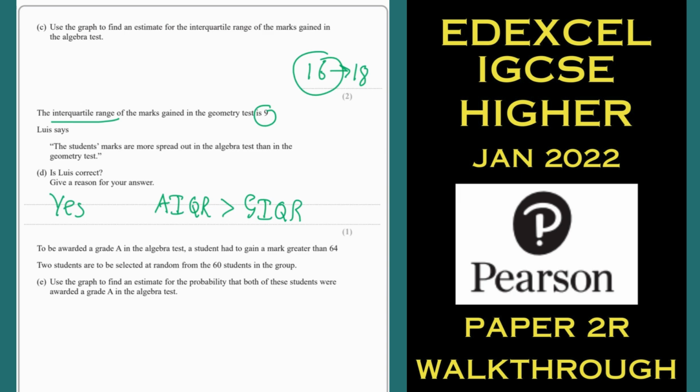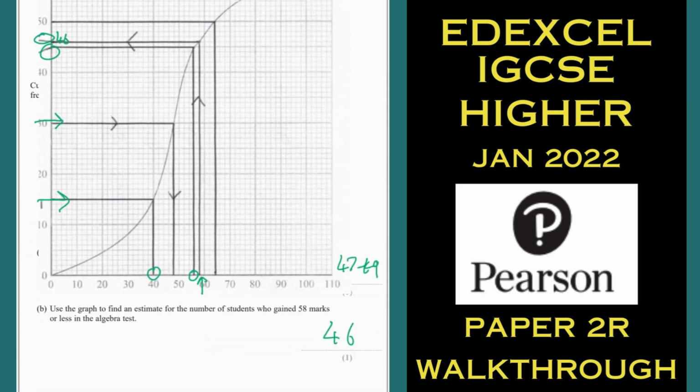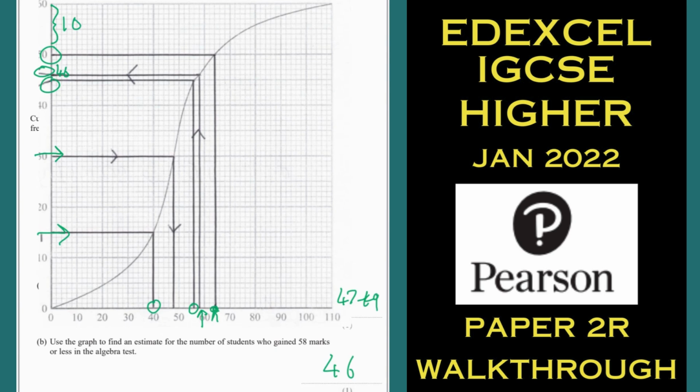Part E. We've got to go back to the graph, because a grade A is 64 or above. So another line. There's the 64. We go up. I get 50 students. So that means students who get an A, or what was it, a grade? Yeah, grade A, are these 10 folks up there.